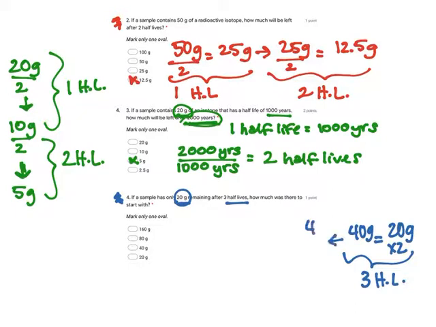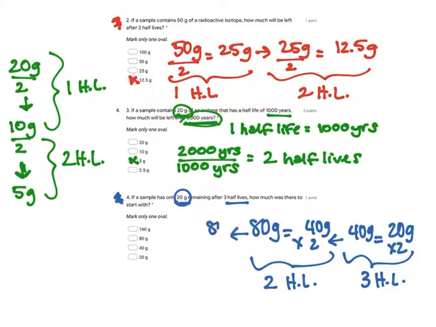So now we're going to take this 40 and multiply it by 2 again. Again, we're working backwards to see what we started with at the beginning of each of these half-lives. So 40 times 2 would be 80 grams. And we would multiply this one more time. 80 times 2 would give us our starting quantity, what we had at the beginning of the 1st half-life, which would be 160 grams.